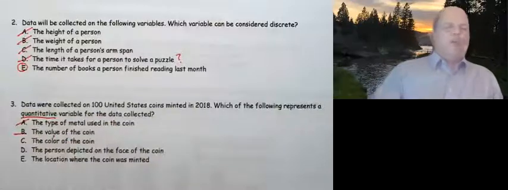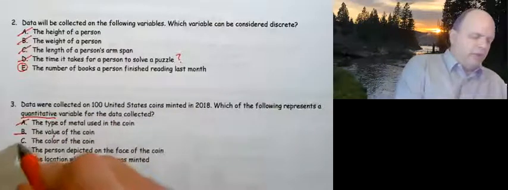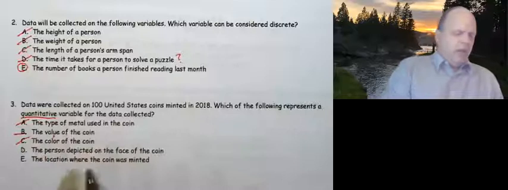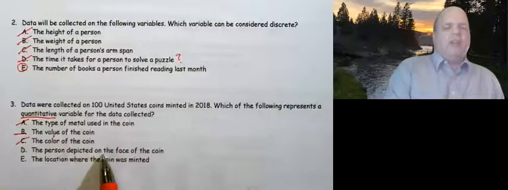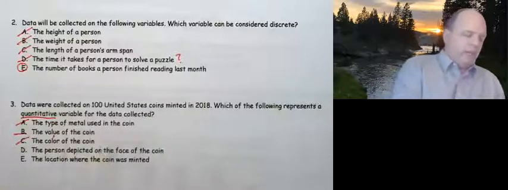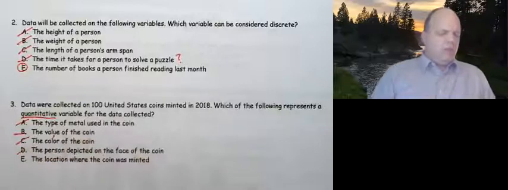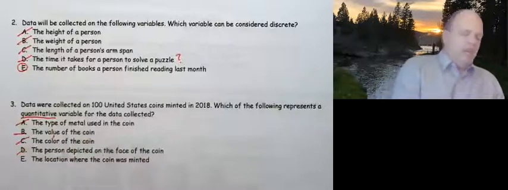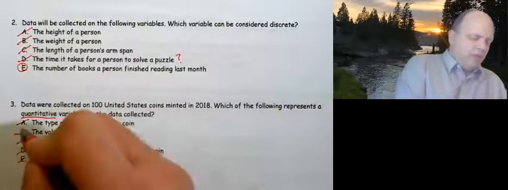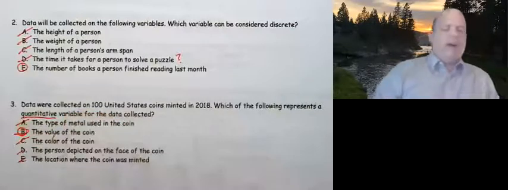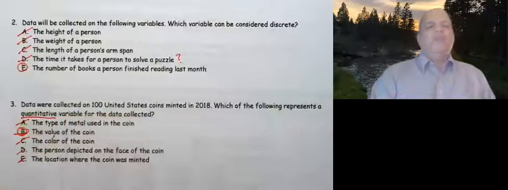The color, oh, that's a quality or characteristic, that's not it. The person depicted on the face, again, that's an identifying characteristic or quality, so that's non-numerical. And the location where the coin was minted, again, non-numerical. So our best answer is B, the value of the coin, because that is measured numerically.